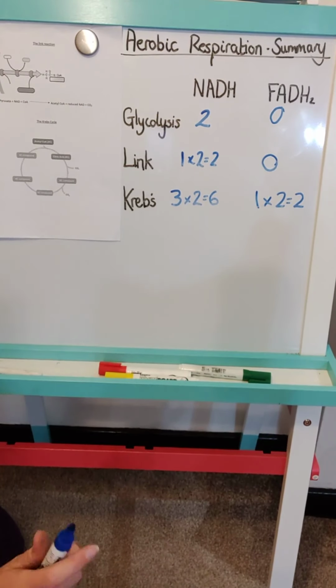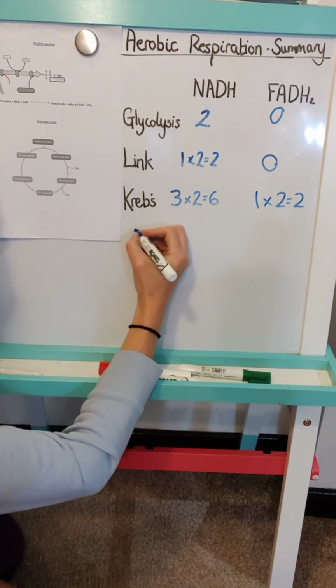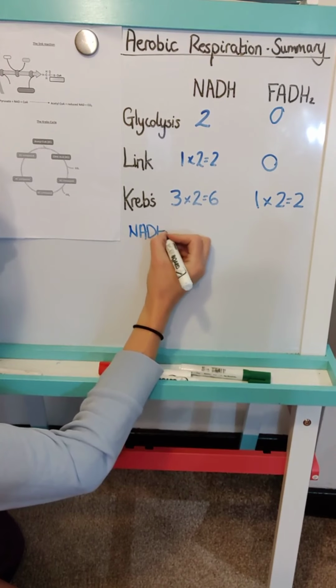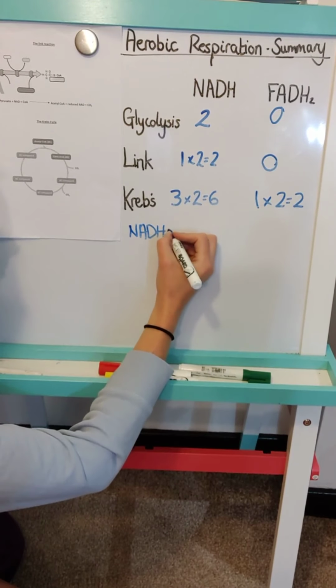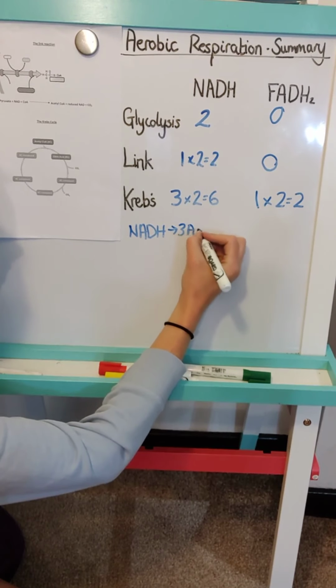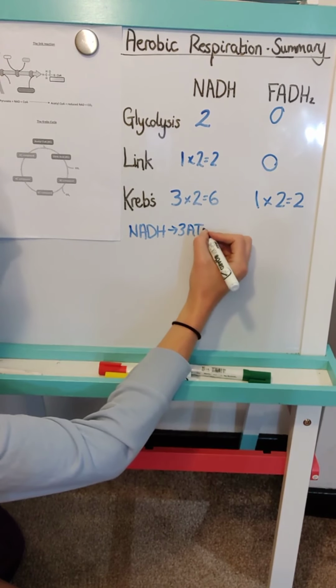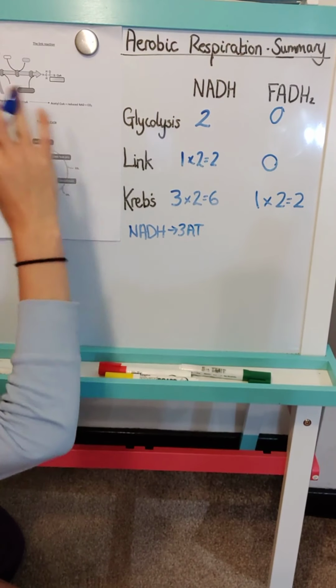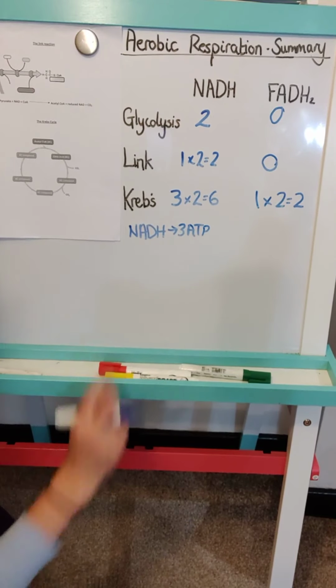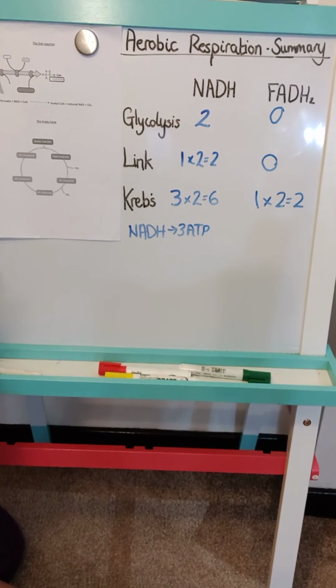So you just have to accept that reduced NAD will lead to 3 ATP. For every NADH that has been formed earlier on, we will later on in the electron transport chain get 3 ATP. And the reason that we get 3 is all due to the number of protons that are pumped for every NAD that drops off electrons.